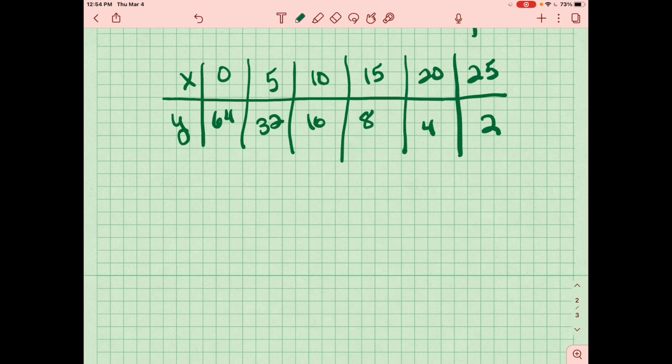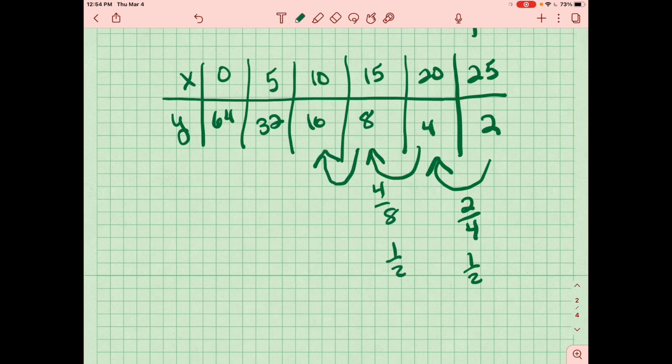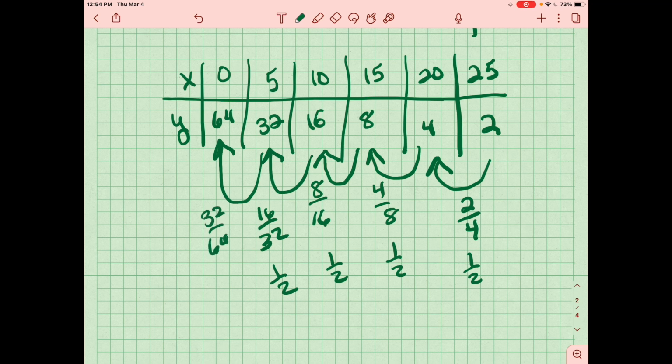What we are looking for is the pattern where we are multiplying by something. What I usually do to figure this out is go backwards. I put the 2 over the 4, and that's 1/2. The 4 over the 8 is also 1/2. The 8 over the 16 is also 1/2. The 16 over the 32 is 1/2, and the 32 over 64 is also 1/2.